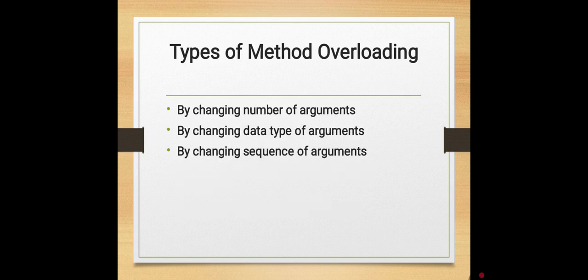Next are the types of method overloading. There are three main ways of achieving method overloading. The first one is by changing the number of arguments. The second is by changing the data type of arguments. And the third is by changing the sequence of arguments. Now let us see an example for it.